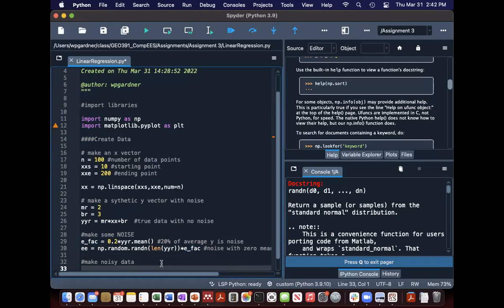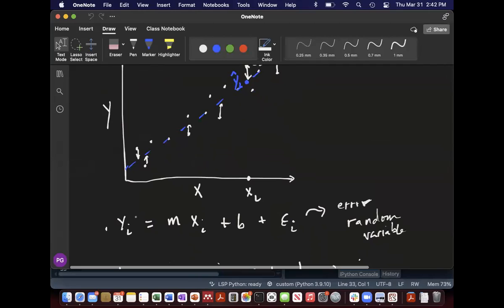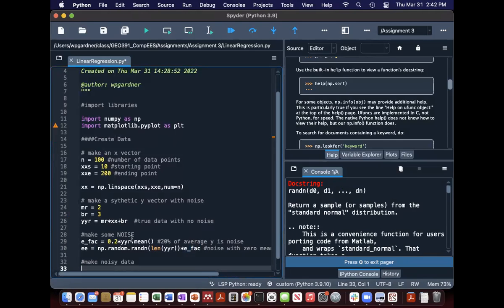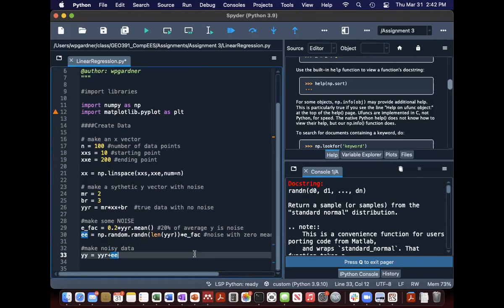Now I'm going to make the noisy data. If we go back to our original idea, our data is equal to our linear slope, our line, plus the error. We're just going to take the line and add the error. We've already got the line right here, so we just add the error to it. So YY, the noisy data, is equal to YR plus E.